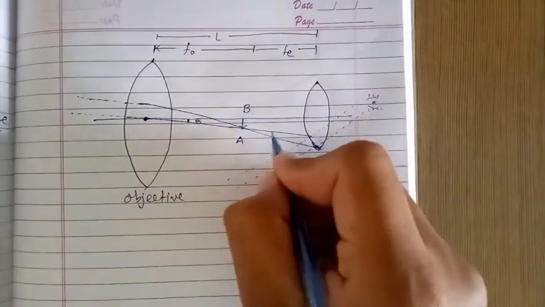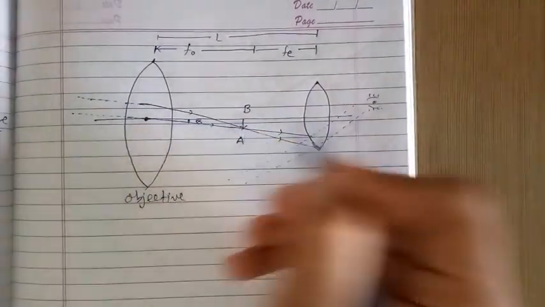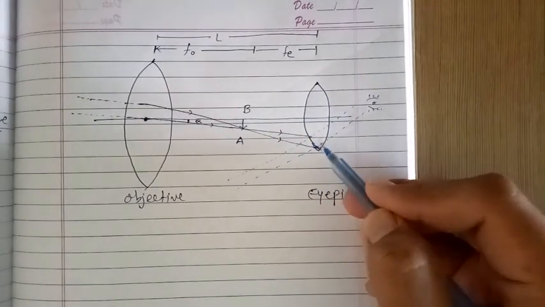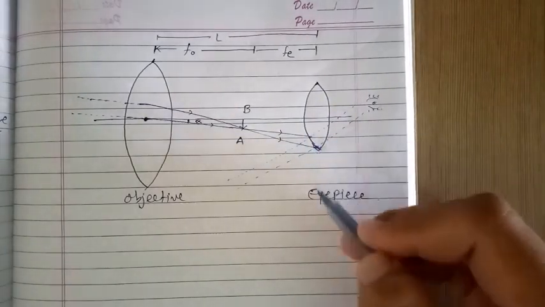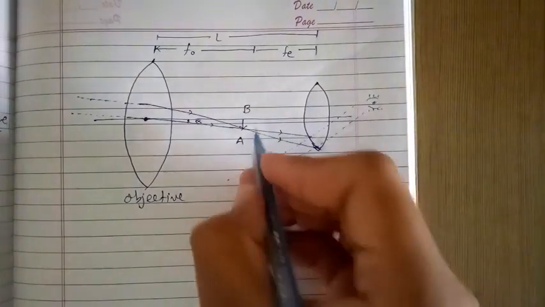These are the rays that form the image AB, and we get an inverted and magnified image by the help of the eyepiece, right?